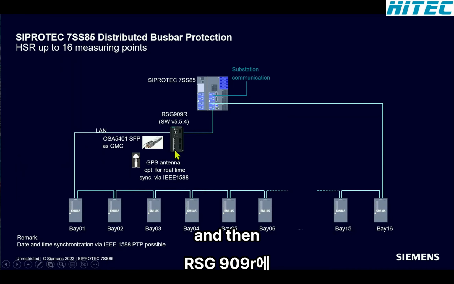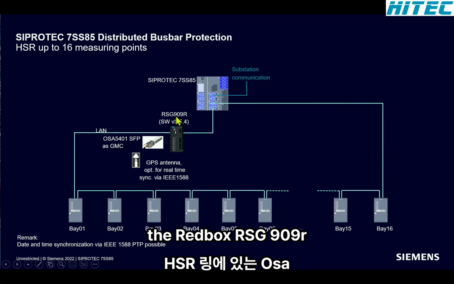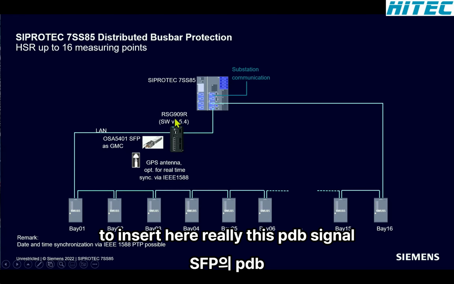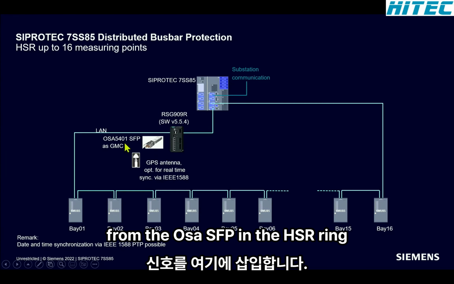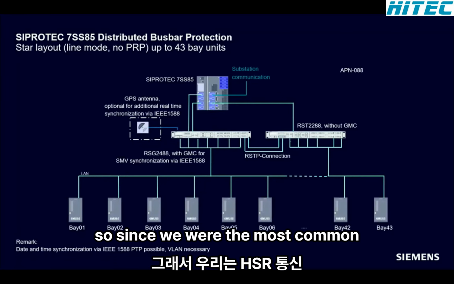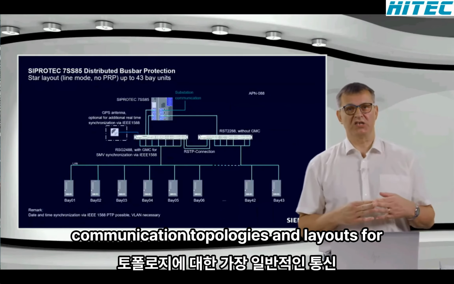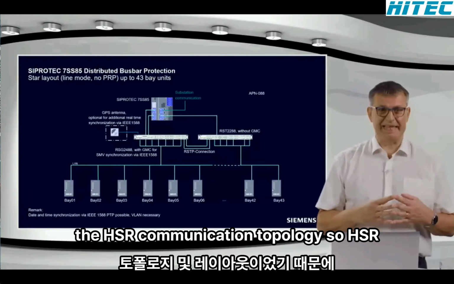And then we insert directly this OSA SFP into the Redbox RSG 909R to insert this PTP signal from the OSA SFP in the HSR ring. This was the next possibility. So these were the most common communication topologies and layouts for the HSR communication topology.